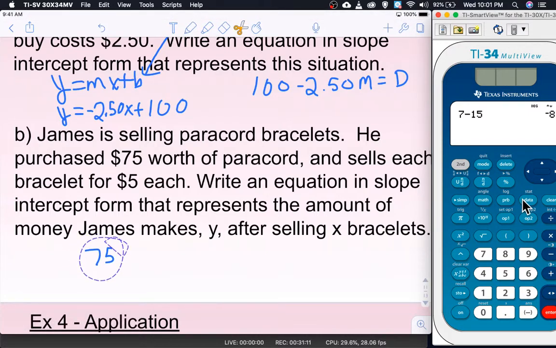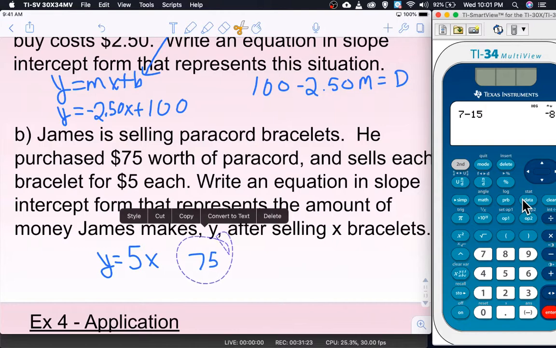Okay, so he makes $5 per bracelet. I know that. So $5 times each bracelet. That's how much money he's making. Where does this $75 come into play? Would it be a plus 75? Minus 75? Is it not needed? What do you think?